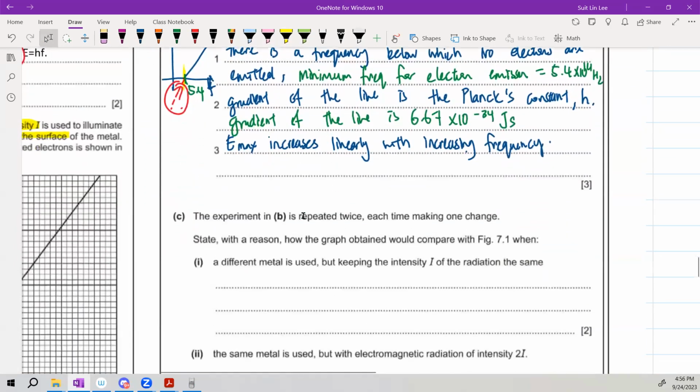Part C, experiment B is repeated twice, each time making one change. Okay, state with a reason how the graph will change when a different metal is used. Well, different metal means different work function, because work function is the energy required to yoink the electron or to allow the electron to escape. How the electron is bonded inside the metal surface depends on the type of metal. So different metal, different work function, different threshold frequency.